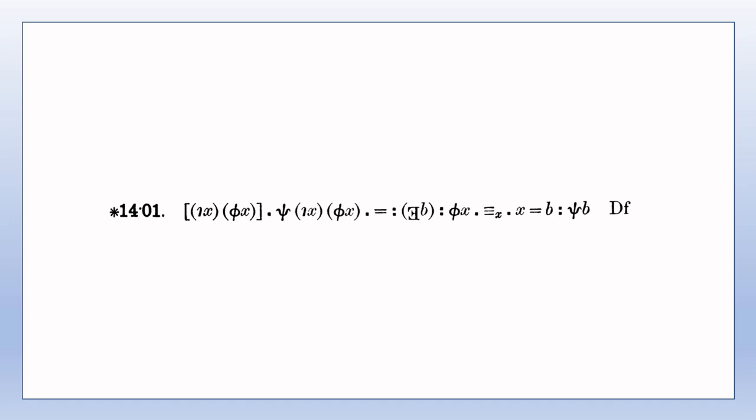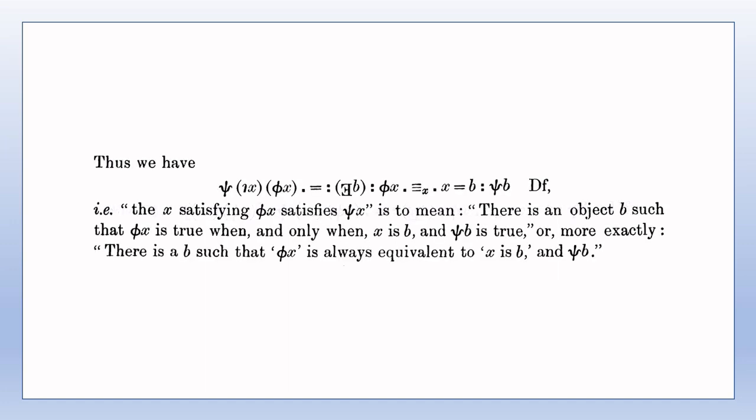This definition requires some explanation, so I'll spend some time explaining some of the features and implications of this definition. I will for the time being ignore the symbol in the square brackets in the definiendum. This is relating to the scope of the description, which I will explain separately. What this definition roughly says, using similar wordings to that on page 71, is that "the x satisfying phi x satisfies psi x" is to mean there is an object b such that phi x is true when and only when x is b and psi b is true. Or more exactly, there is a b such that phi x is always equivalent to "x is b" and psi b.